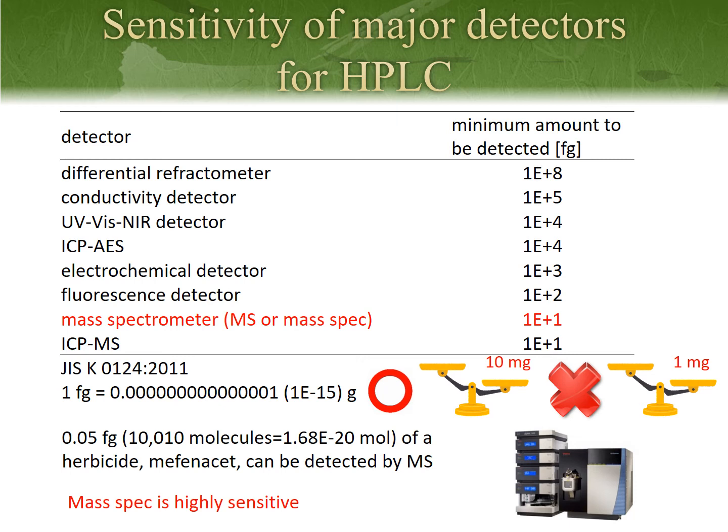By using a cutting-edge mass spec, 0.05 femtogram of a herbicide mefenacet can be detected and quantified quite satisfactory. Surprisingly, the number of mefenacet molecules were about 10,000. Sensitivity of mass spec is pretty good to determine environmental contaminants. This is the first reason why we are focusing on mass spec. The next reason is selectivity.